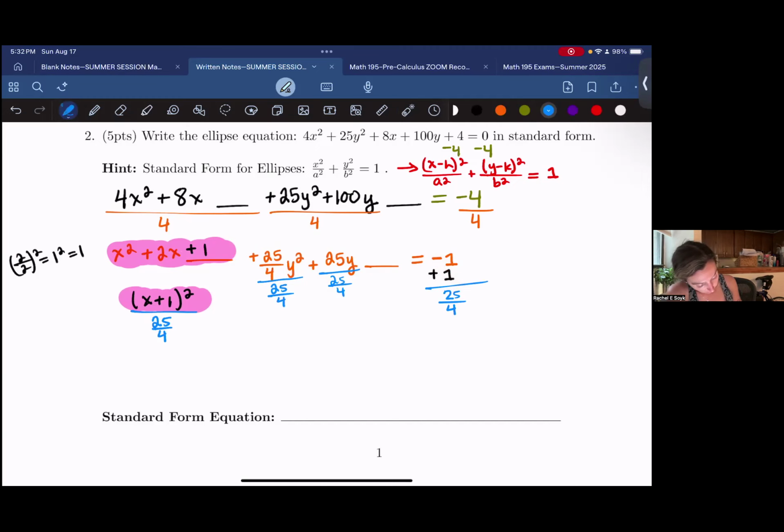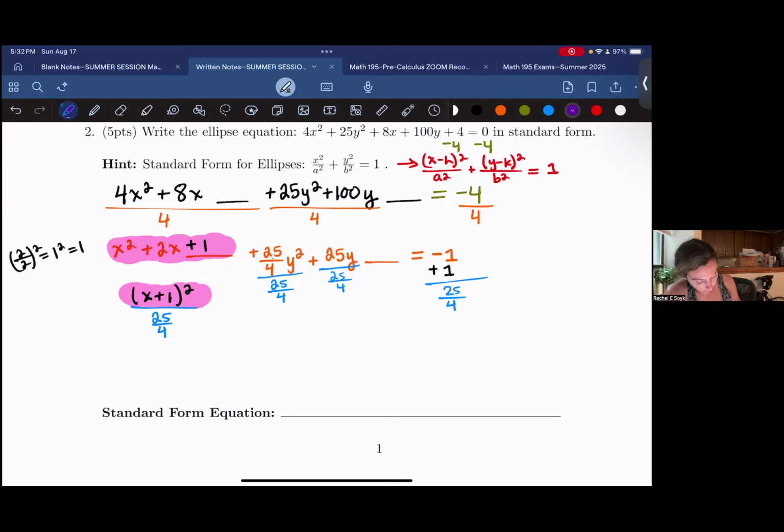So let us simplify this. 25 over 4 divided by 25 over 4 is just 1. 25 divided by 25 over 4, we'll keep change flip, and this just becomes 4, right? 25 over 1 times 4 over 25. The 25s cancel out. So we're essentially looking at plus y squared plus 4y. Create a little bit of space. And then all of this shoots to 0. So equals 0.